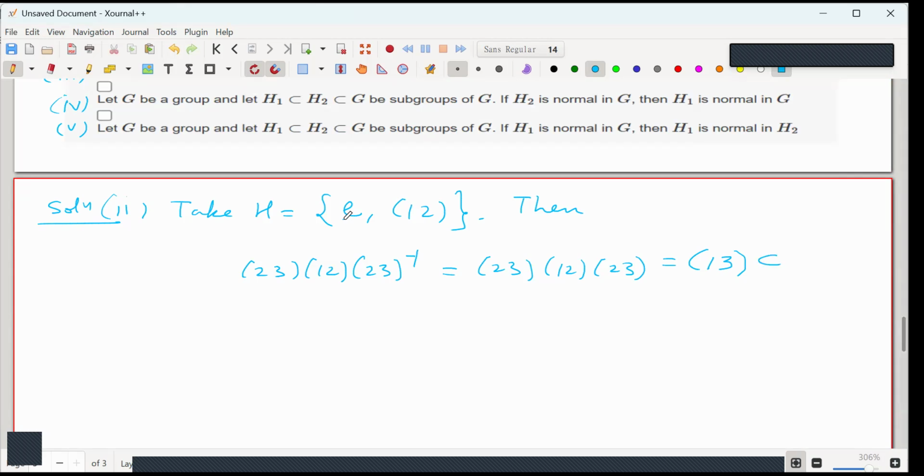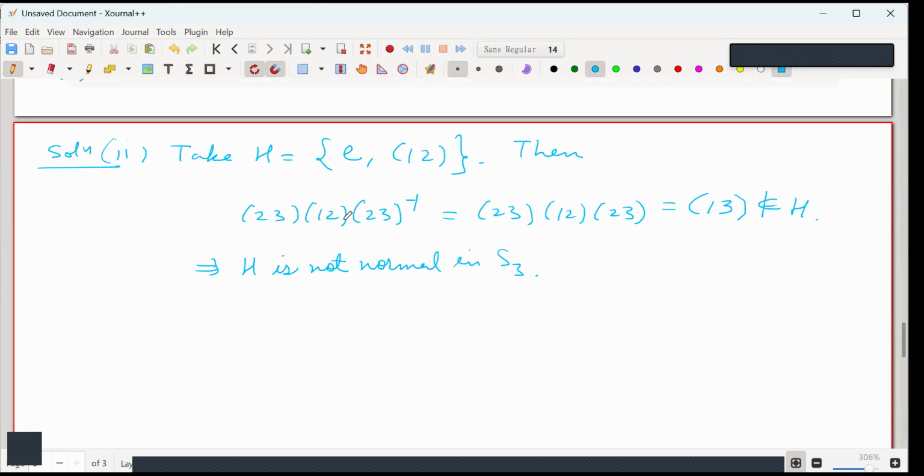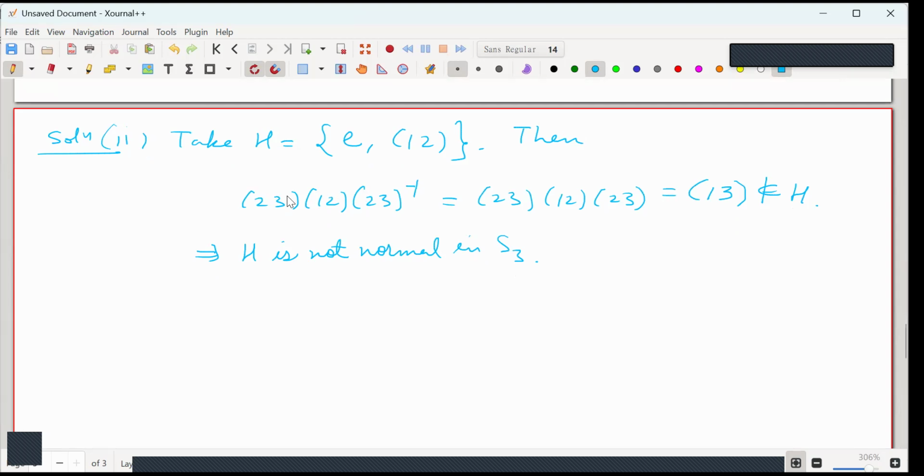This is not inside H, and this implies H is not normal in S3. Good. So, one bonus fact, which will give you motivation to read more about these groups.